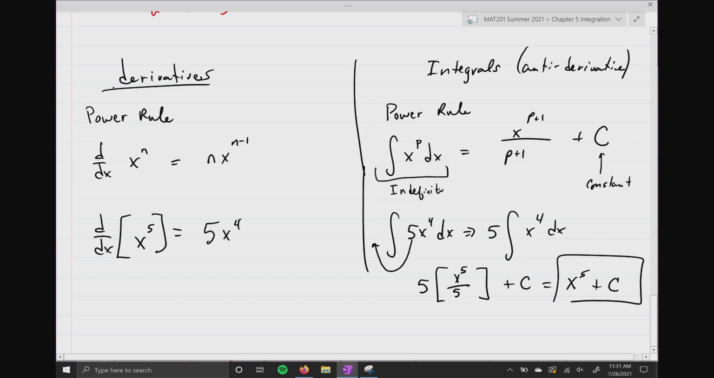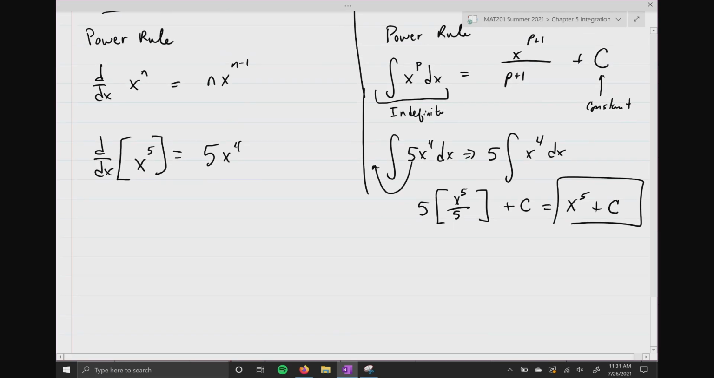And the reason why we call it indefinite is because we don't know where we're starting or where we're ending in terms of finding the area. Now, this plus c means that there are a family of solutions for this problem. In other words, I can have all these different solutions for this problem right here: x to the fifth plus 1, x to the fifth plus 2, x to the fifth minus pi. They're all different solutions, or possible solutions. We'll call them possible solutions.